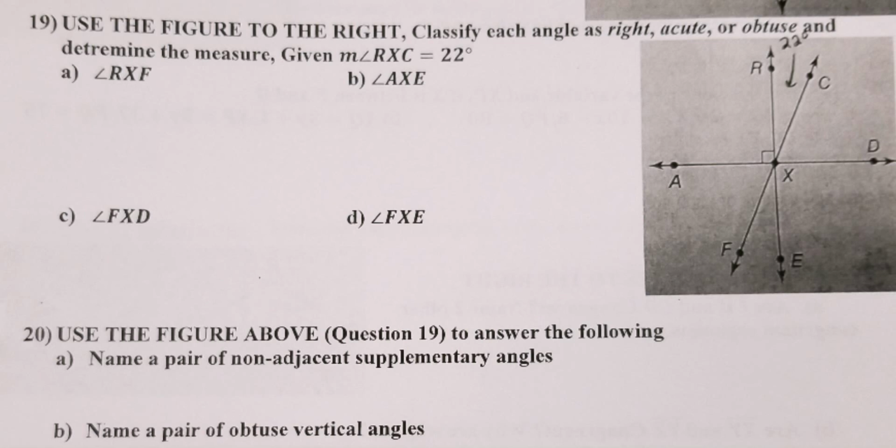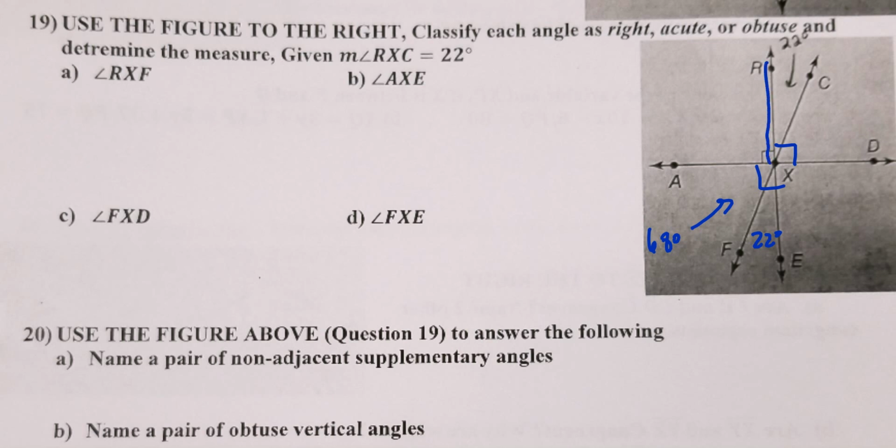Alright, so I'm telling you this is 22. Vertical angle is telling me that's 22. Because this is perpendicular, I know this is perpendicular, which means this angle right here has to be made by taking 90 minus 22, which is 68 degrees. Alright? So RXF.